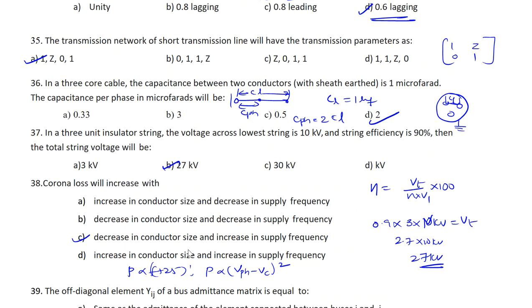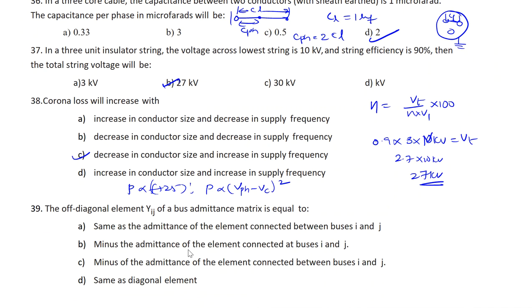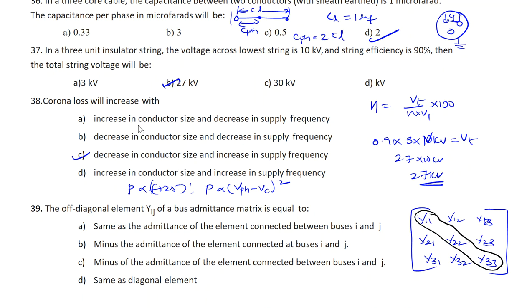Next one. 13th question. The off diagonal element Yij of a bus admittance matrix is equal to? If you take the admittance matrix, let me take Y11, Y12, Y13, Y21, Y22 and Y23, Y31, Y32 and Y33. The diagonal elements are these values only. But the off diagonal elements will have a minus sign. What they are asking is the off diagonal element Yij of a bus admittance matrix is equal to minus of the admittance connected between the buses i and j, meaning between buses 2 and 1 or 1 and 3 like that. So the answer is C.